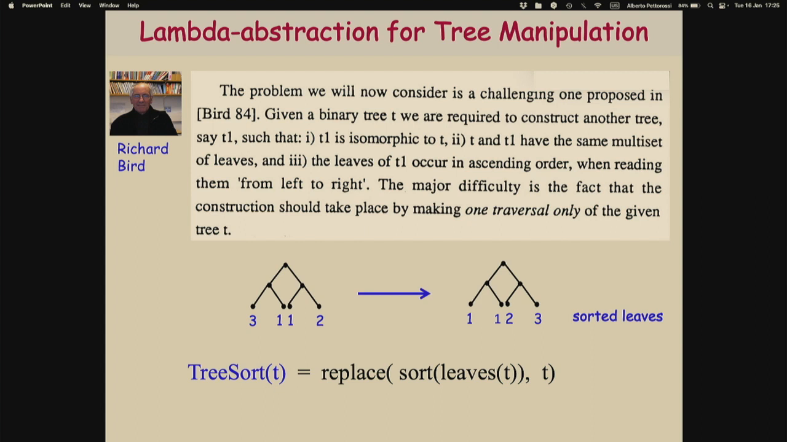There was this challenge put by Bird: say you have a tree and you want to produce an analogous tree with the leaves ordered, but you are allowed only one visit of the tree. So in a sense you have to suspend. You see, you have two visits of a tree. You collect the leaves, you sort them, and then you replace using the sorted list produced by this sort function, and you put the leaves in the proper order. Try it yourself, you will see that it's a bit complicated, almost impossible. You have to invent another language with suspension, etc. But you can do it with lambda.